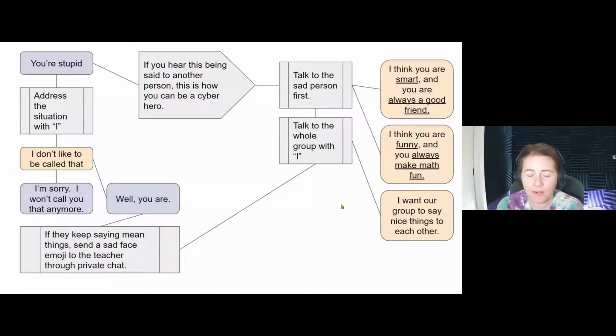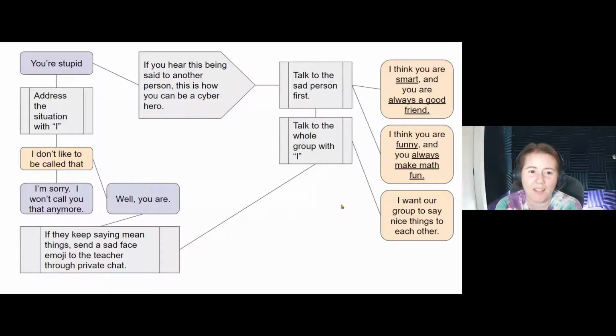I'll give you a minute here to read this, but this is one that I've used with our younger kiddos, and we actually role play it out. We make sure that they let the person know that I don't like this, or if they're hearing it, there's directions on how they can be a cyber hero. And we act it out.